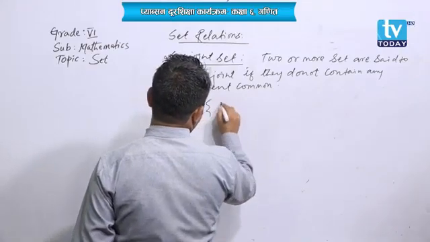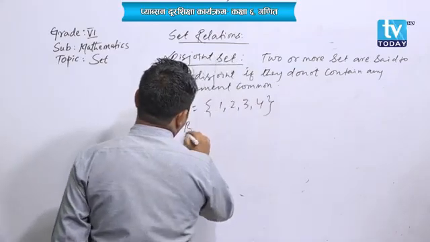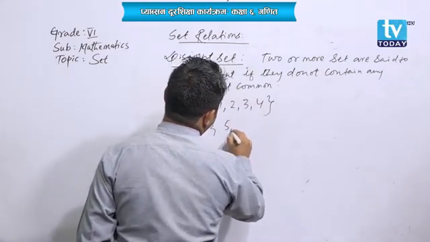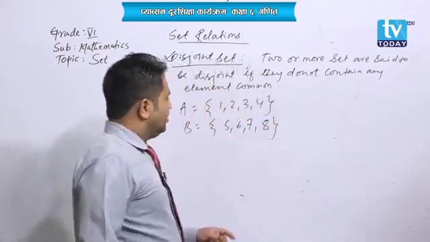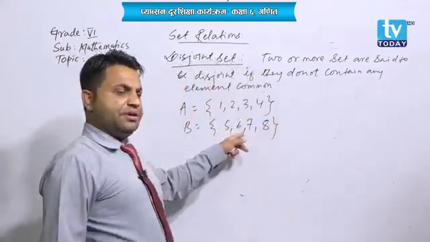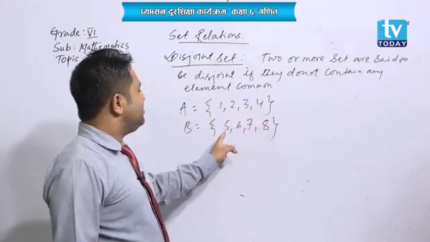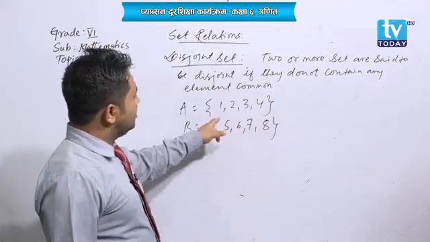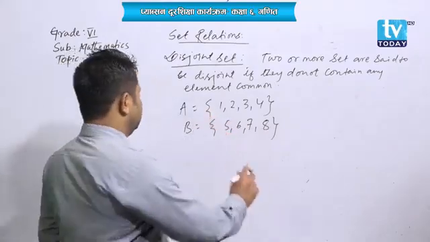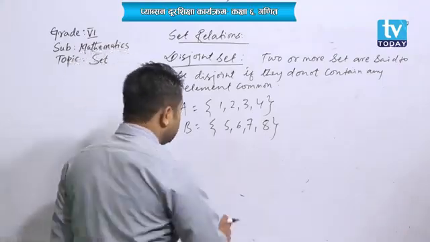Like A equals 1 2 3 4 and B equals 5 6 7 8. You can check here, there is no common element. See, in set A 1 2 3 4 and in set B 5 6 7 8. So you can check here there is nothing common. So this type of set is called a disjoint set. In a diagram also you can represent this.